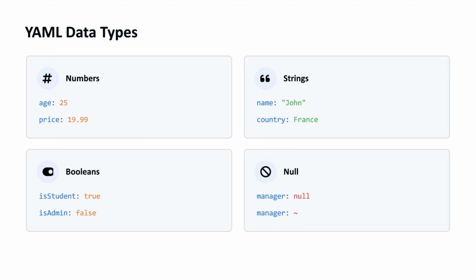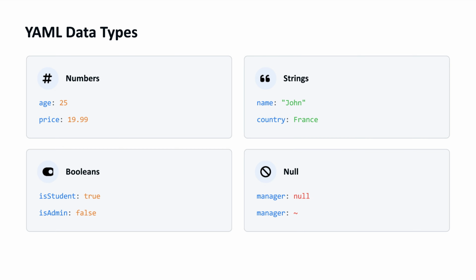We also have booleans. Boolean values are simply true or false. For instance, here is student: true. Another one that we have is null. When a value doesn't exist, YAML allows null, like null, or simply a tilde. Both mean exactly the same thing.